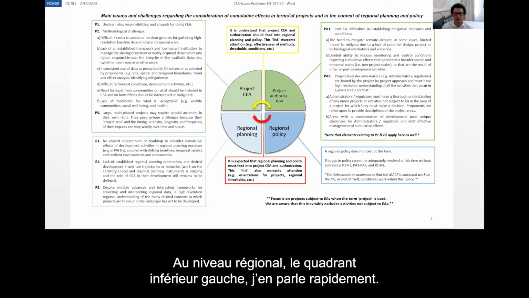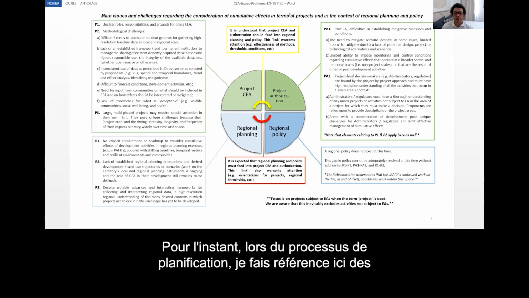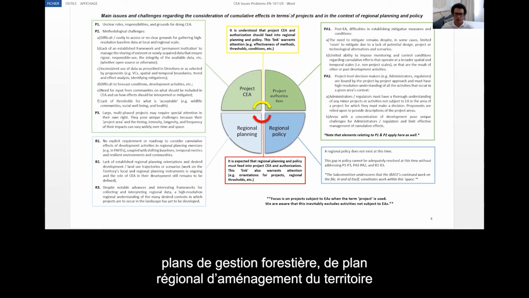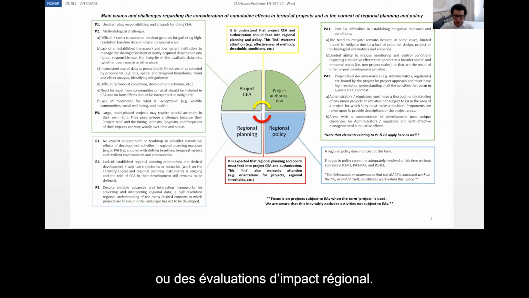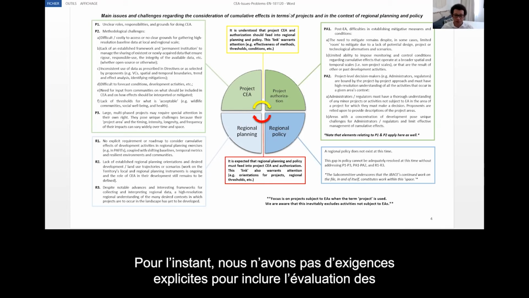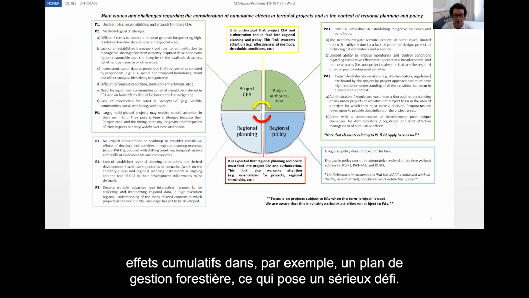At the regional level, bottom left quadrant, and I'll go quickly. For the moment, at the planning process, so when I say the word plan, I'm talking about forest management plans, regional land use plans, regional impact assessments. For the moment, we don't have an explicit requirement to include cumulative effect assessment in, for example, a forest management plan. So there's a serious challenge there.